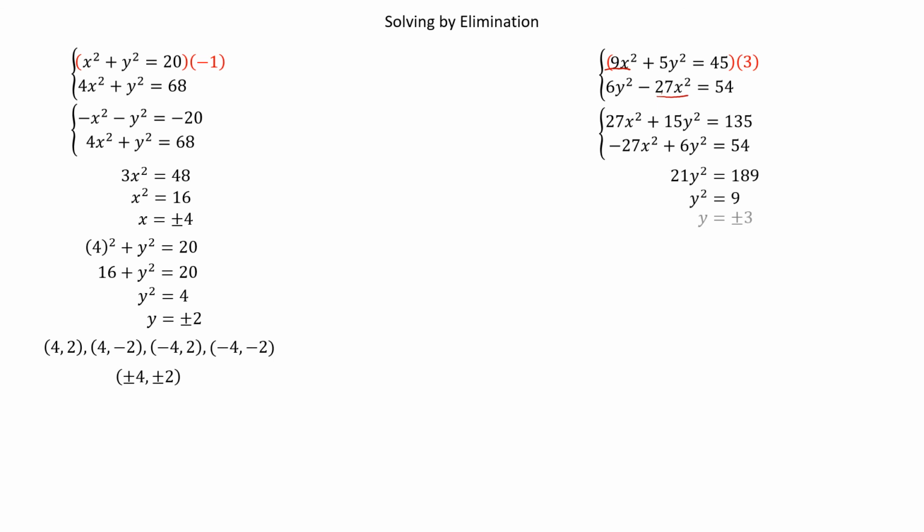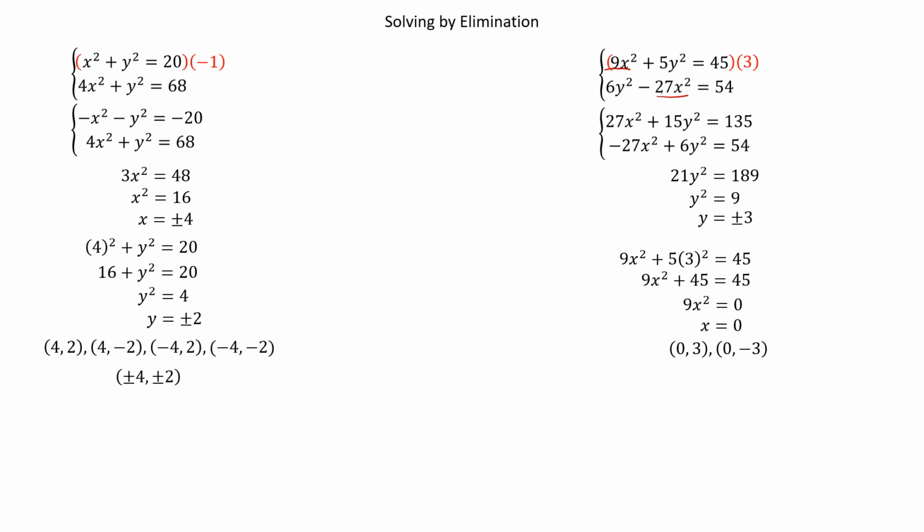We can divide to get y squared equals 9. And so y equals plus or minus 3. This one, just like the other one, both values are squared. So when we plug it in, we may as well plug in y squared equals 9. It's not going to matter if we plug in positive or negative 3. So we get 9x squared plus 5 times 9 equals 45. Subtract: 9x squared equals 0, which means x equals 0. So we have 0, comma, plus or minus 3.